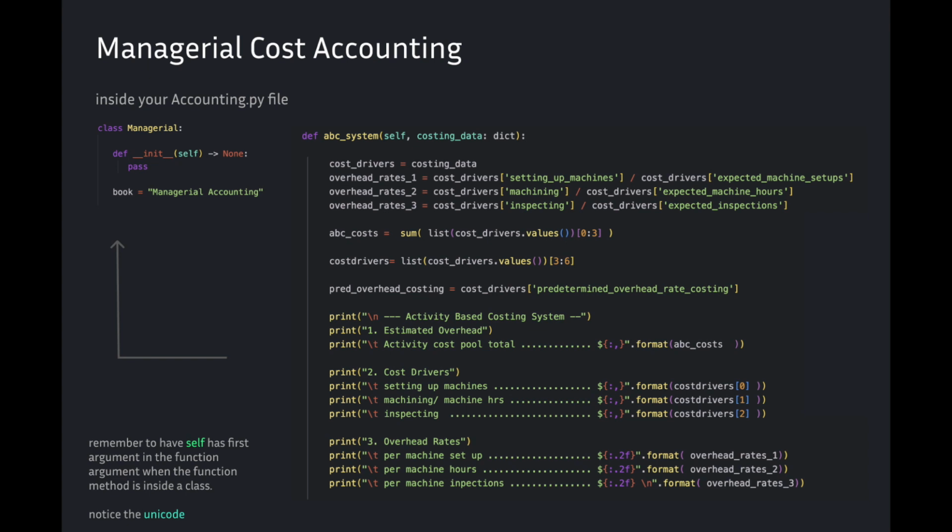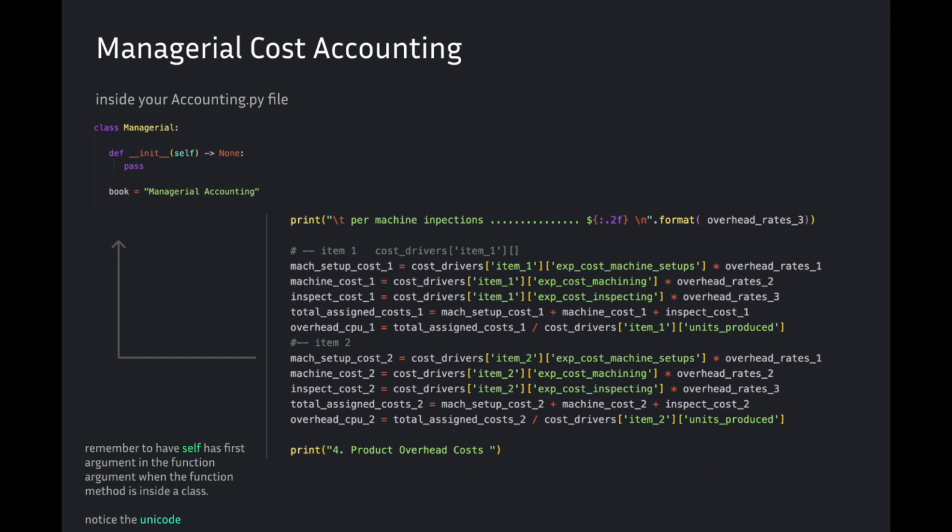ABC costs variable is the casting of cost_drivers values into a list, index from 0 to 3, and inside the sum function. Cost drivers variable is the casting of cost_drivers values into a list, index 3 to 6. Predetermined overhead costing variable is predetermined overhead rate costing. Then we print out the steps 1 to 3 information.